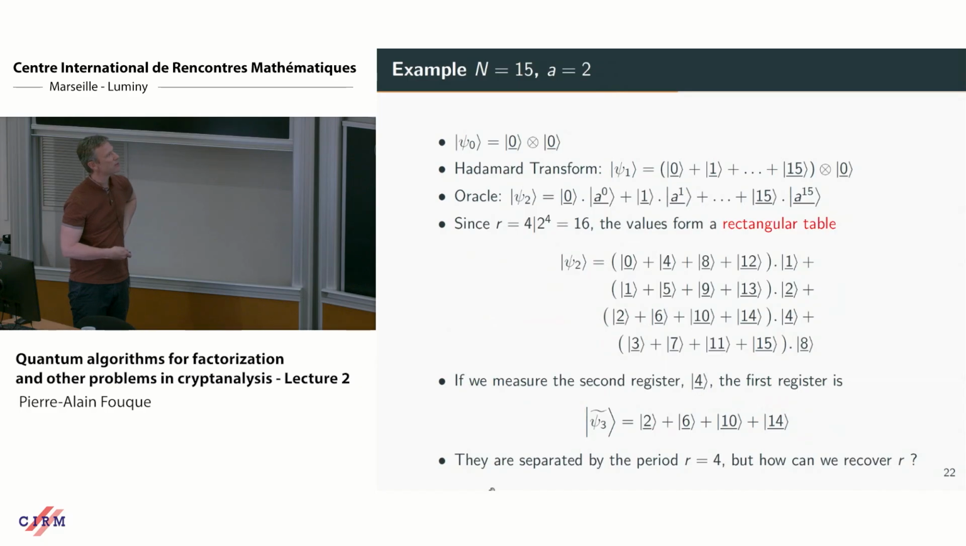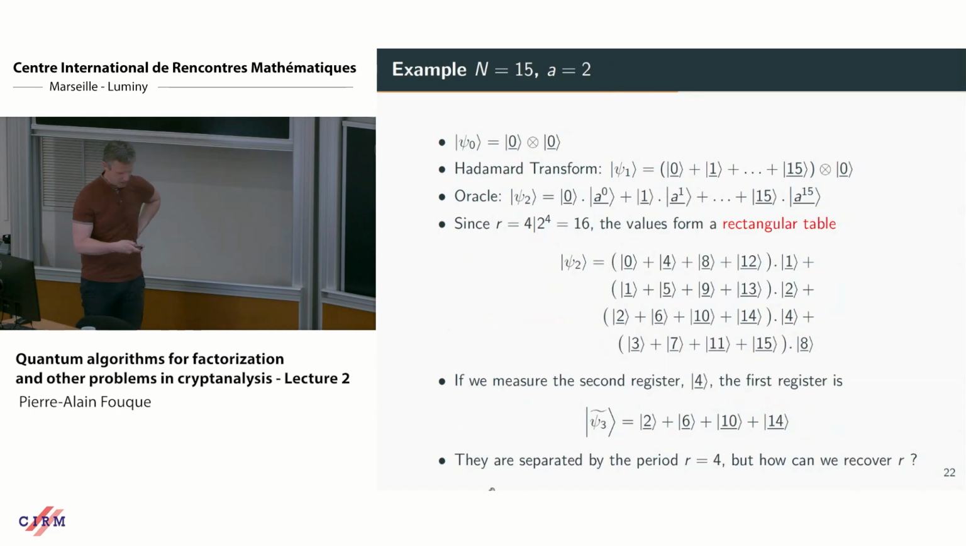Once I observe the second register, maybe it will be 4. And if it's 4, that means that the first register will contain this superposition. Now I need to do something to recover the period. You know that all elements here are separated by the period, which is 4, and I need to recover 4.